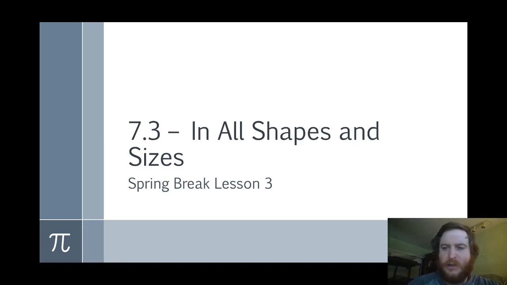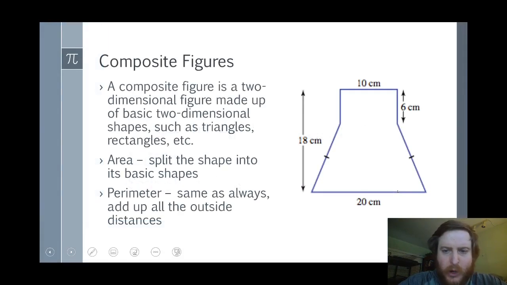All right, so this is our last lesson, probably actually our easiest lesson of the three. And so we're going to just jump right into it. We're going to be talking about composite figures. Composite figures are basically when we have a more complex figure that we can break up into more individual shapes.